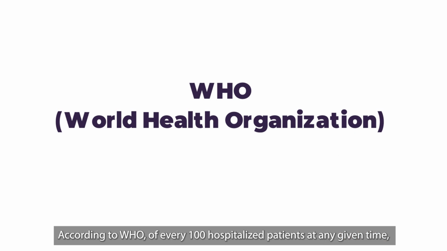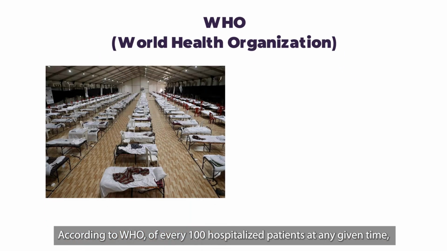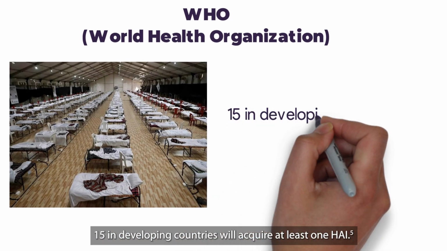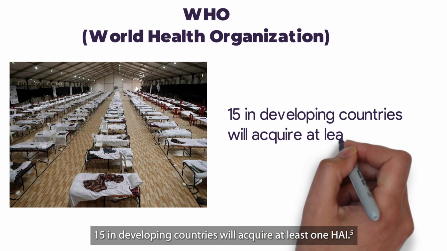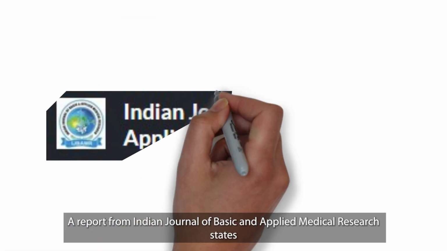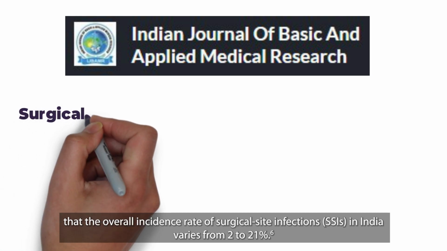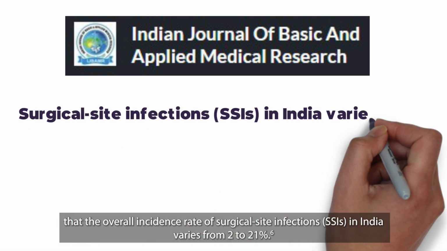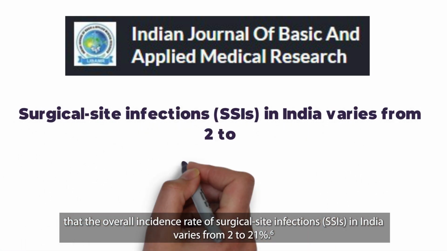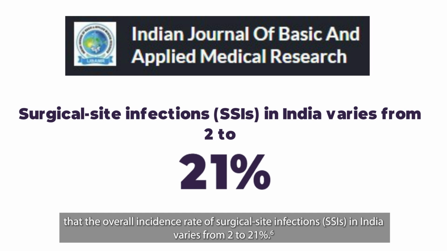According to WHO, of every 100 hospitalized patients at any given time, 15 in developing countries will acquire at least one HAI. A report from the Indian Journal of Basic and Applied Medical Research states that the overall incidence rate of surgical site infections, SSIs, in India varies from 2 to 21%.